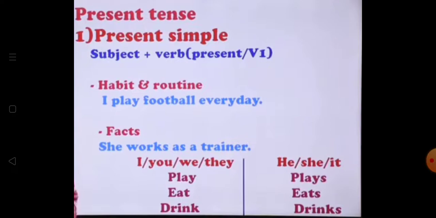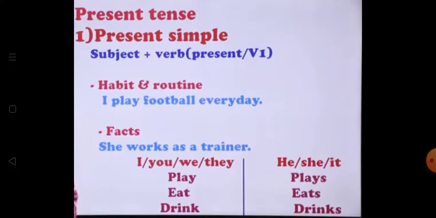So the first tense is present tense, under which comes present simple. What's the rule of present simple? Subject plus verb, and the first form of verb that we are going to use with it. Okay, we use present simple when we are talking about habits and routine. When we are talking about facts.